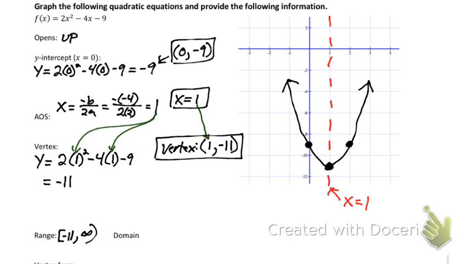What's the domain? How far left, how far right? Mary? That would be negative infinity to infinity. That is our domain and our range.